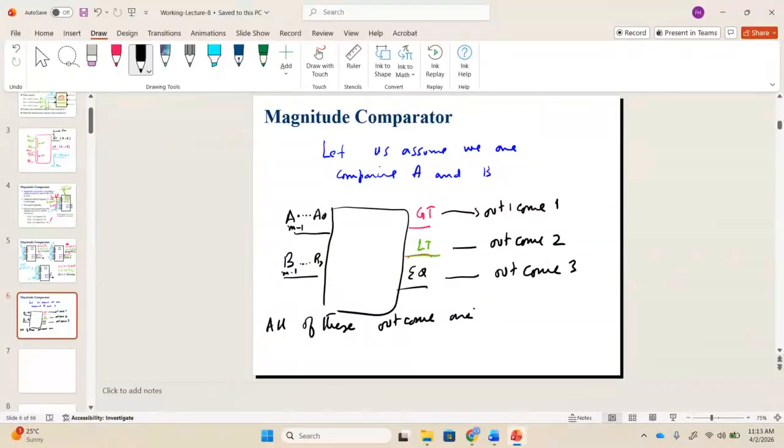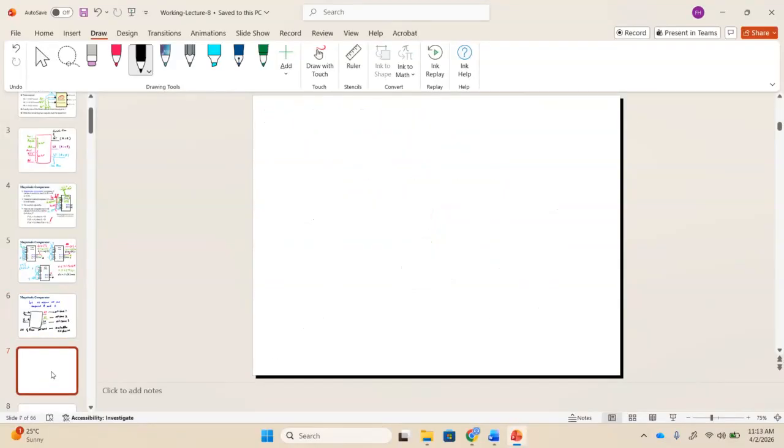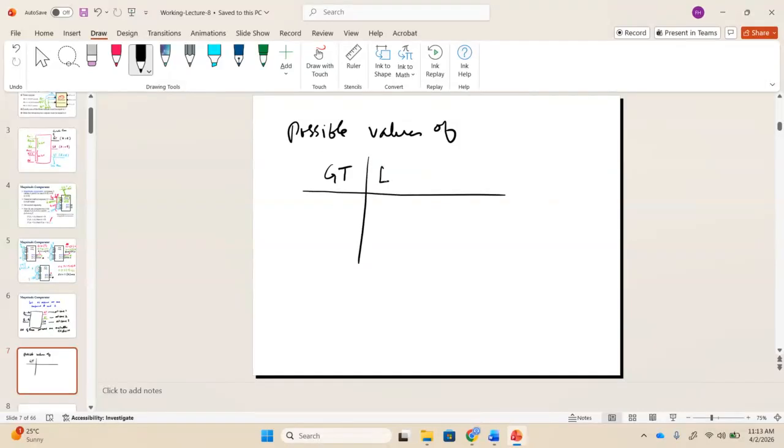Are they mutually exclusive or mutually non-exclusive? Exclusive. Mutually exclusive. And what does mutually exclusive mean? It implies that if one outcome happens, the other outcomes may not happen. So what are the possible values of gt, lt and eq? There are only three possible.